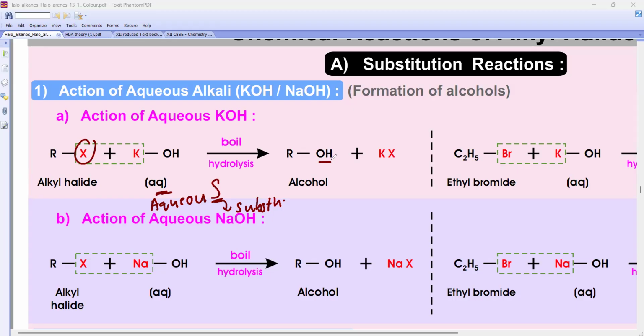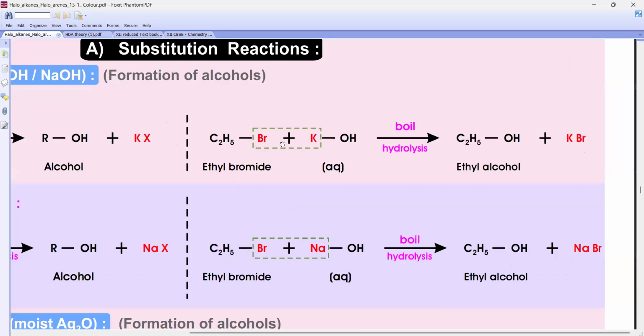So we are going to take aqueous. How to remember? In aqueous, at the ending S is there, so it will do substitution. So my halogen is replaced by what? OH. So I'm getting alcohol, or not? Instead of KOH, I can either use NaOH. So this is the general reaction, and this is the example here on the right hand side. Can you see? Ethyl bromide, aqueous KOH.